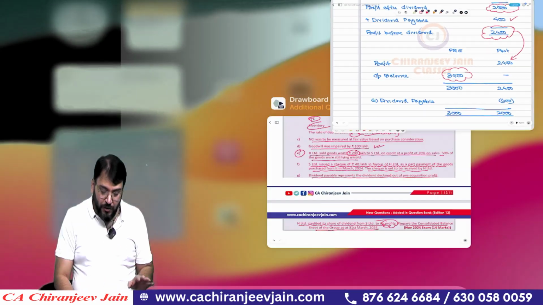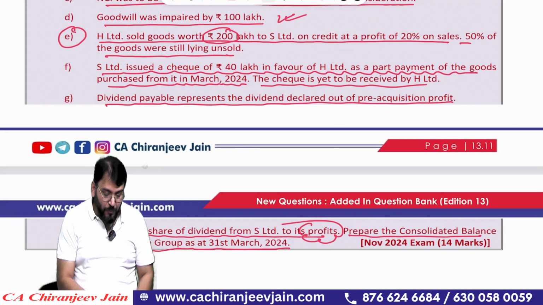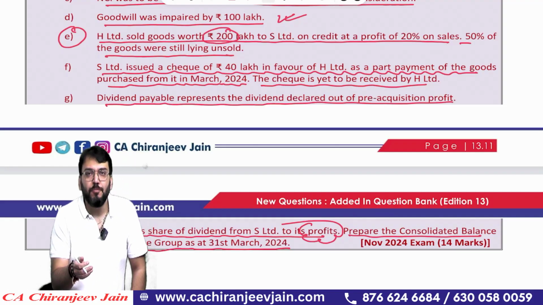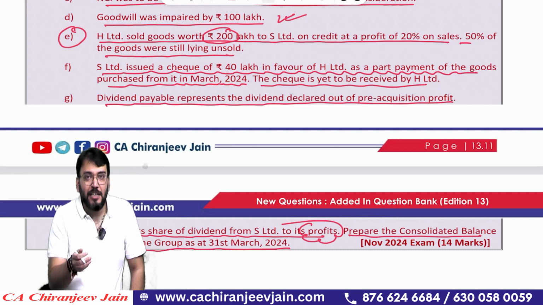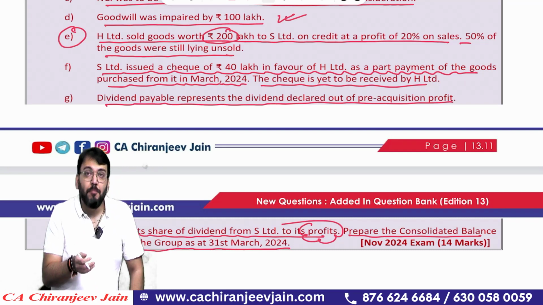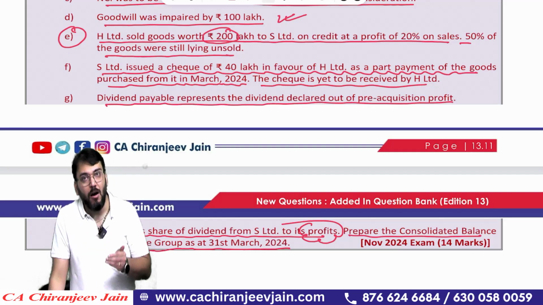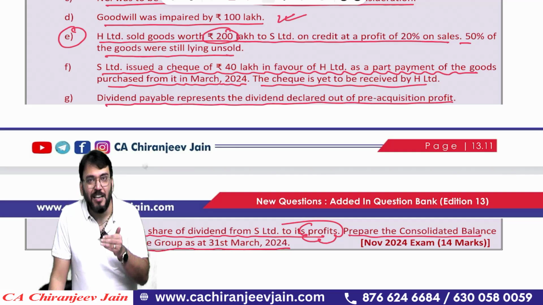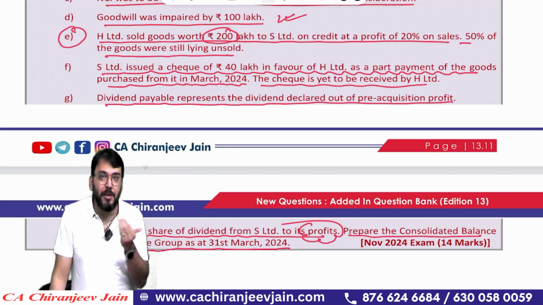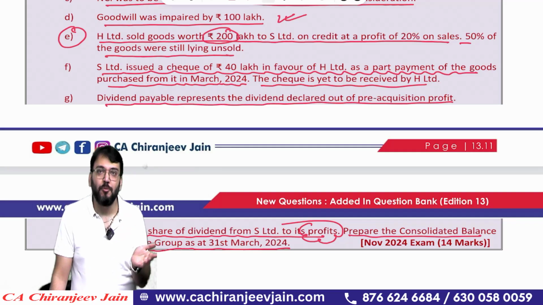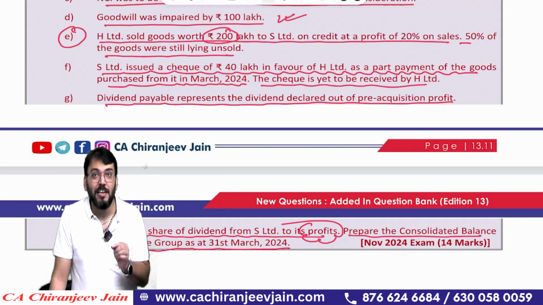Here you can make a mistake. Why? Because of the language of the information. They have given that dividend payable represents the dividend declared out of pre-acquisition profit. It means the final dividend declared in the current year is for the previous year, so of course it will be out of pre-acquisition profit. If in the current year you are declaring any dividend of the previous year, that is declared out of previous year profit, which represents pre-acquisition profit. It does not mean you are supposed to deduct it from pre-acquisition profit, because it is not yet paid.